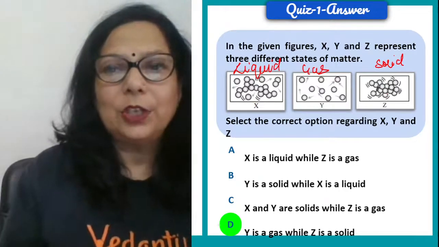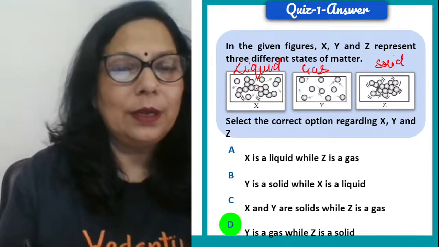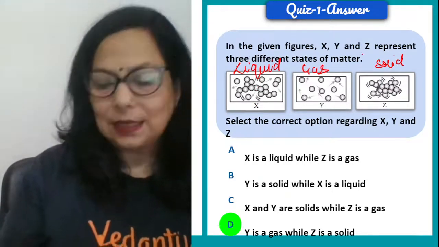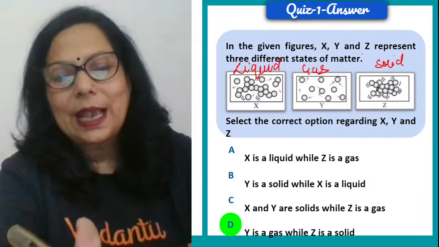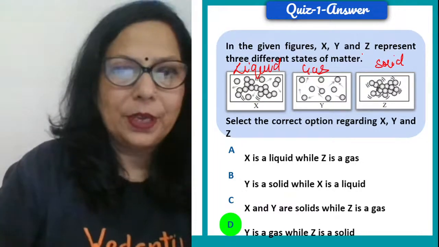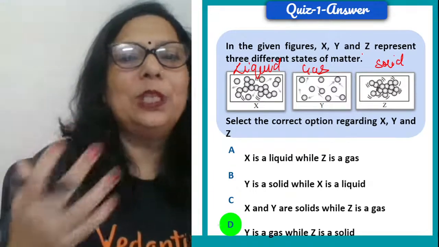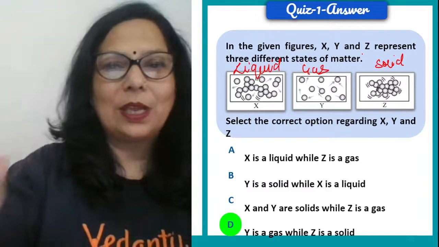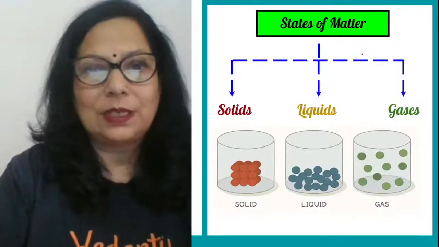Volume and shape are fixed for solids. Volume is fixed for liquids, but shape is not fixed. They take the shape of the jar. And gases have neither fixed shape nor fixed volume. Why do we say gases do not have fixed volume? Because if you release a perfume, burn an incense stick, or if LPG leaks in your kitchen, the gas which was in the cylinder spreads in a large area. That means the volume of the gas can be as much as the space it gets.